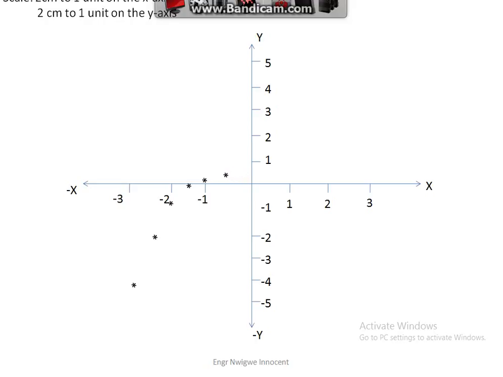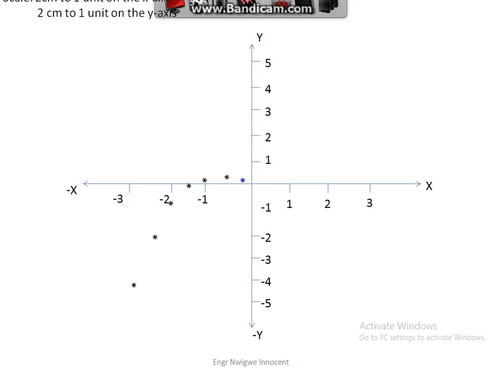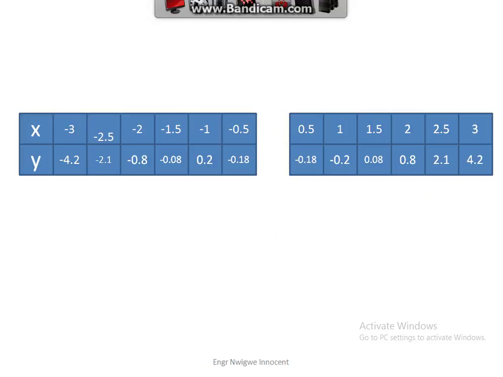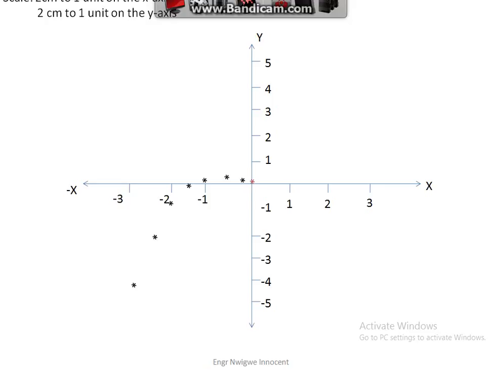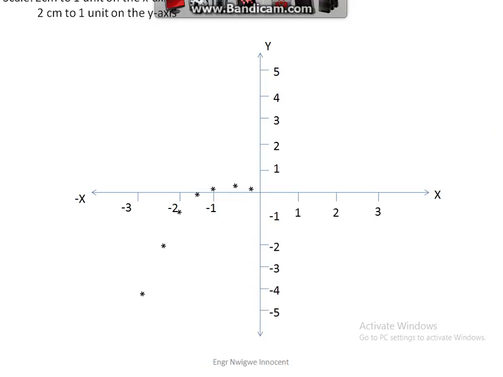Then the next item is 0 for x and 0 for y. There you mark an asterisk. Then the next figure for x is 0.5, and for y is minus 0.18. Then you go to the graph and locate the position of that point for 0.5 and minus 0.18 and mark an asterisk.